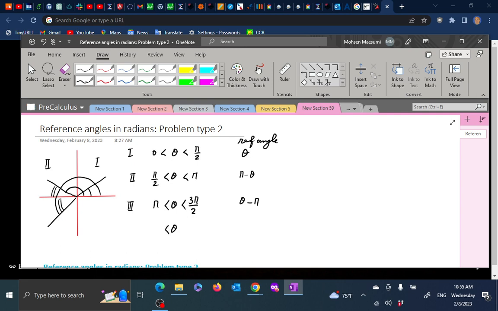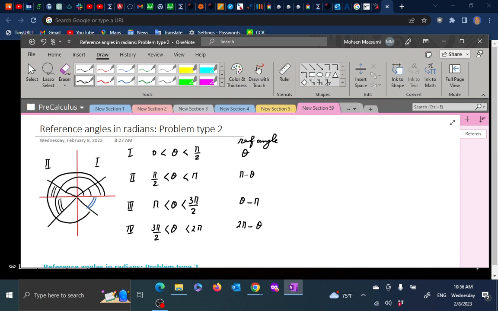Well, what if I am in quadrant 4, so theta is more than 3 pi over 2 and less than 2 pi? I have come all the way around to here. What's my reference angle? The reference angle is this one. So how do I find that? Well, it's what is left to get to 2 pi. So that's the reference angle. Okay, so that's what we talked about last time, at least in practice, that's what you did.